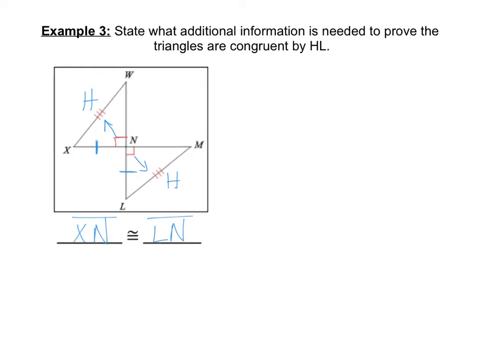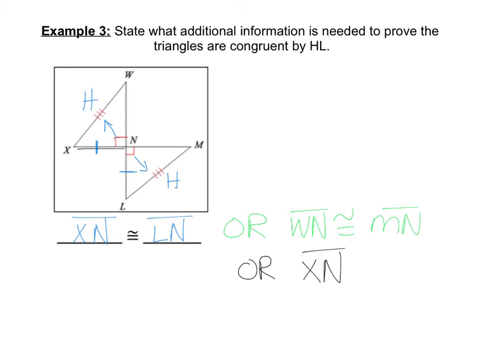Now, there would be another option here. Well, there's several more options, but I could have chosen the other leg too. You don't need to write that in your interactive notebook, just make note of it. You could have picked like WN is congruent to MN. That would have worked as well. We could even have picked some that don't necessarily look the same in the diagram. So I could have also picked like XN, this leg here, that could be the same as this leg here, MN. There are a lot of different options. You just need to type one of those into your interactive notebook.